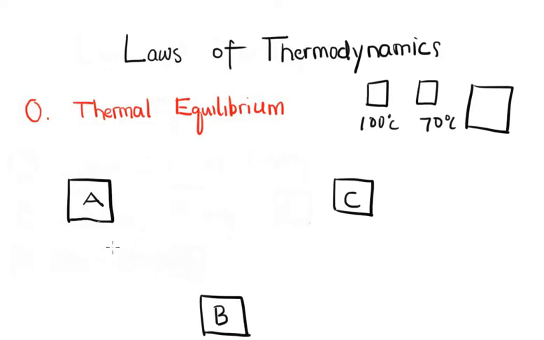So we can apply the same concept to the zeroth law. The zeroth law says that if A is in equilibrium with B, and C is in equilibrium with B, then A and C are in equilibrium. Well, this is just using our common sense, but we have to sort of formalize this in a law, and that's the zeroth law.